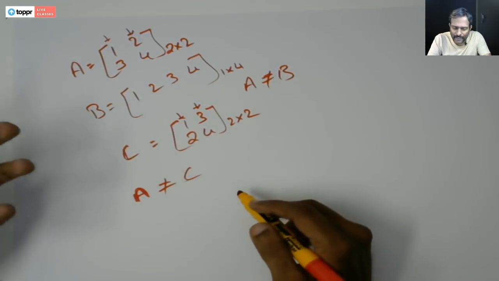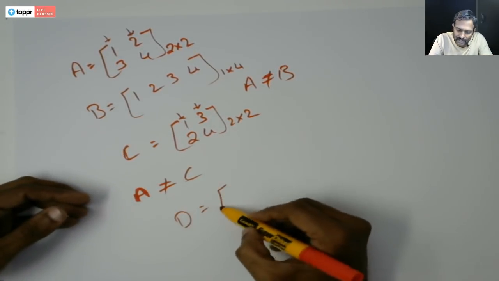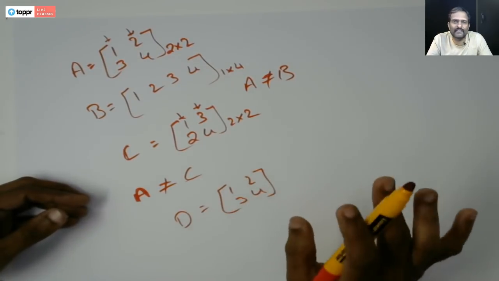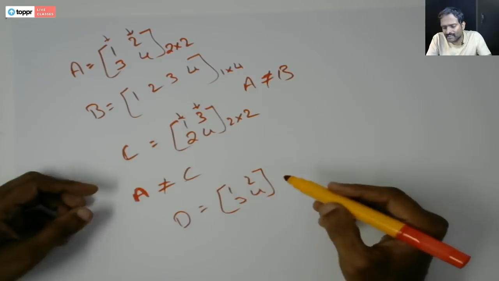So when will two matrices be equal? If I have a matrix D which is 1, 2, 3, 4 again, then I can say the two matrices are equal. So what is the use of this?